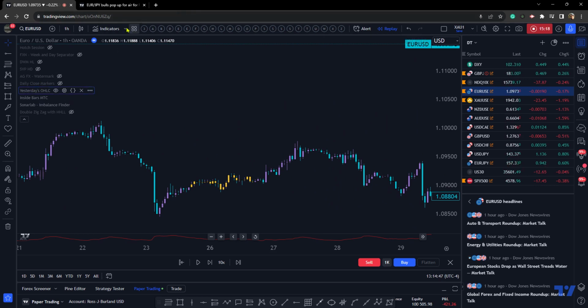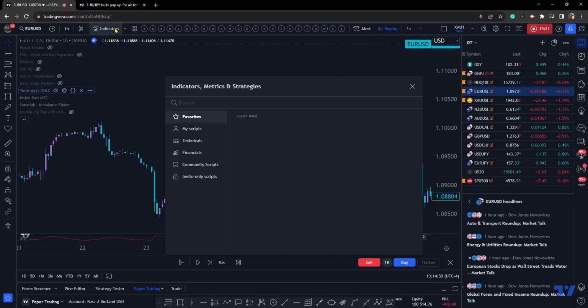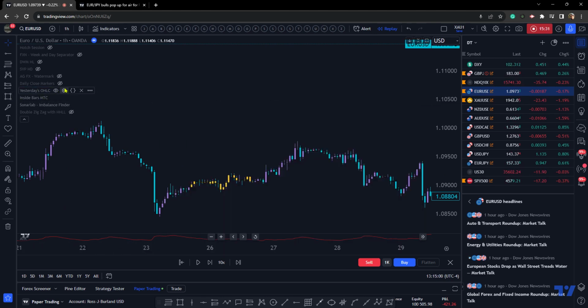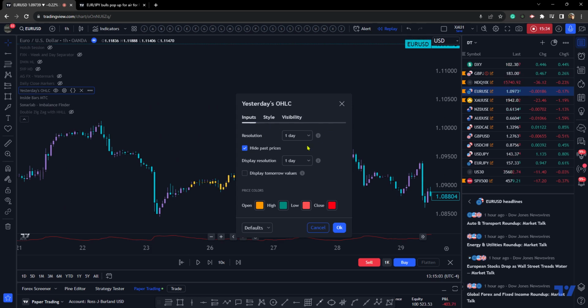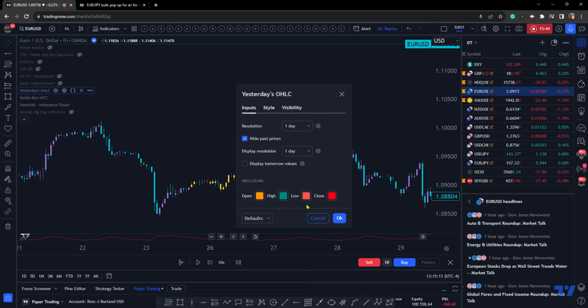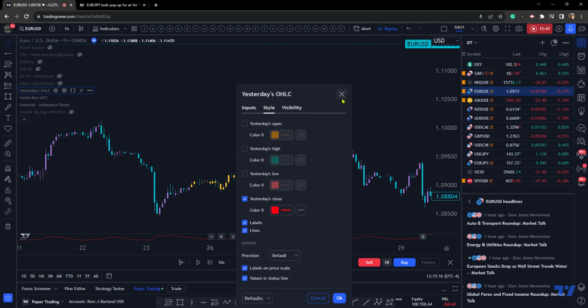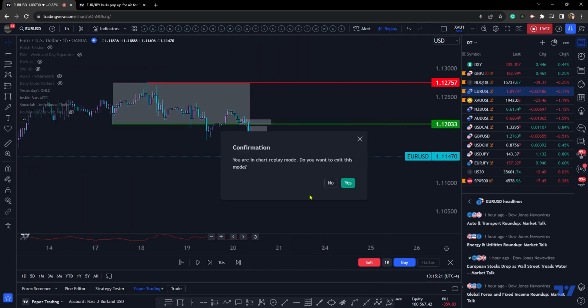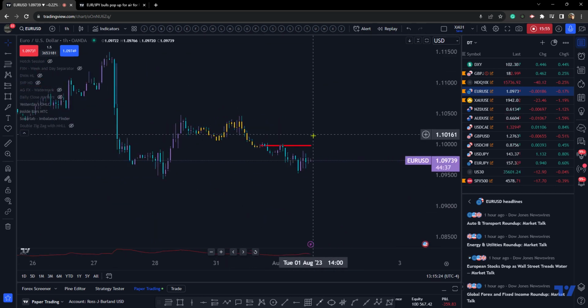Yesterday's open, high, close. So I believe, let me see. Yeah, so there it is by Eduardo Mate. Yesterday's open, high, low, close. I've got those settings as to resolution 1 day. You can just take a look at that and screenshot it, and you'll basically get a line where the prior day closed. So in this instance, we're in replay mode. So there is the line.